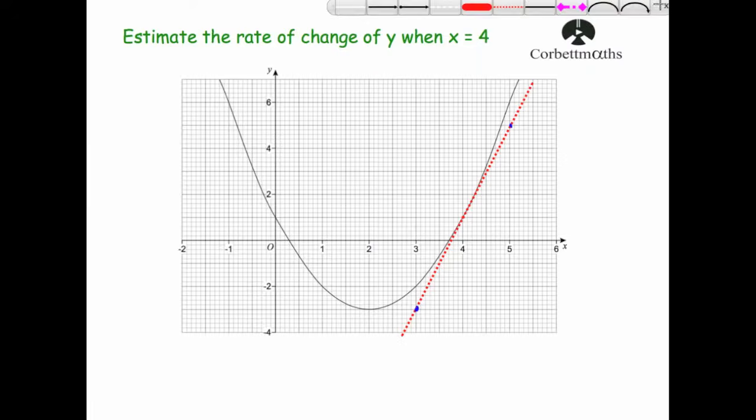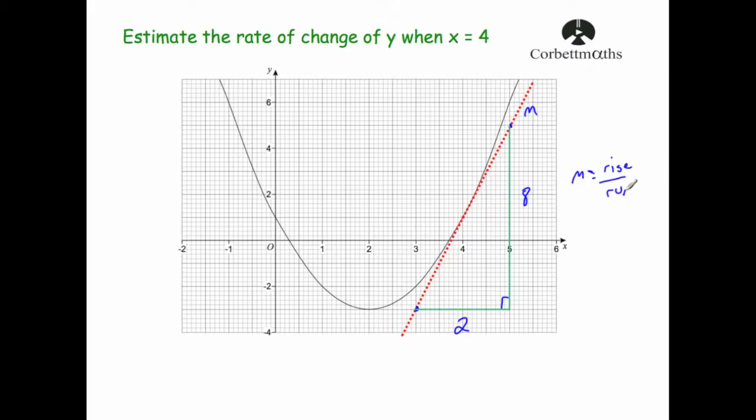And what I'm going to do is now draw a little right angle triangle, and then I'll do rise over run. So in terms of that line, the run, from 3 to 5, is 2. And then the rise, we're going from -3 all the way up to 5, so the rise is 8. And so the gradient, let's call it m, is equal to rise over run. Some people talk about change in y over change in x, same thing, and we get 8 divided by 2, and 8 divided by 2 gives us the gradient of that line is equal to 4.